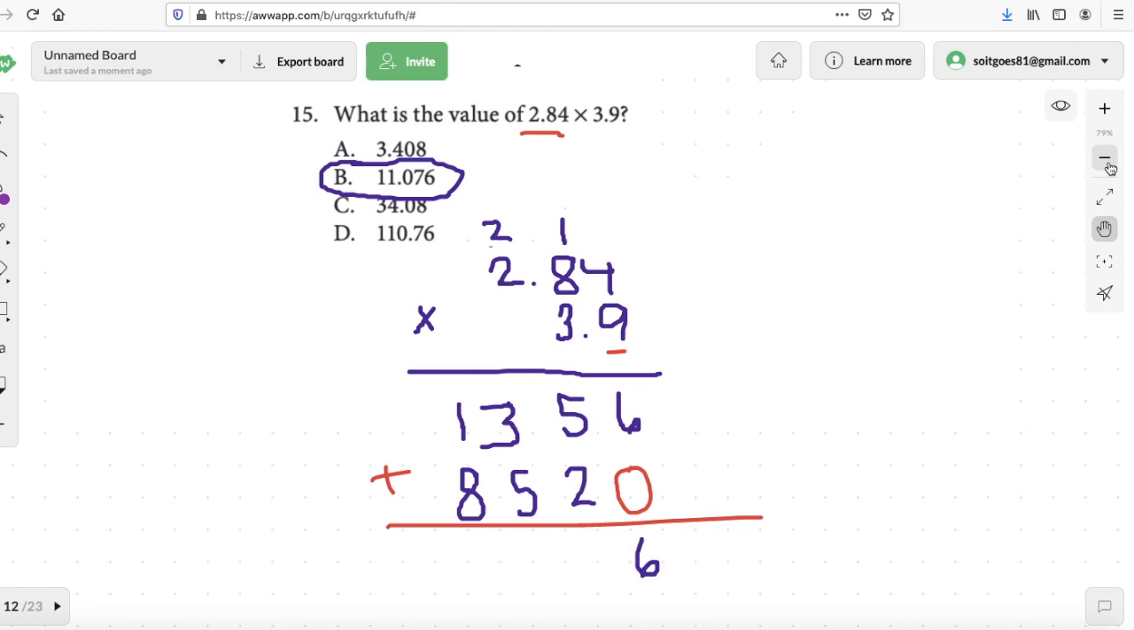6 plus 0 is 6. 5 plus 2 is 7. 3 plus 5 is 8. And we did something wrong. What did we do wrong? I don't know.